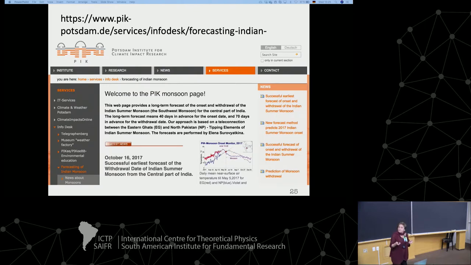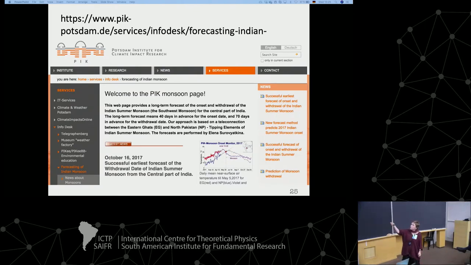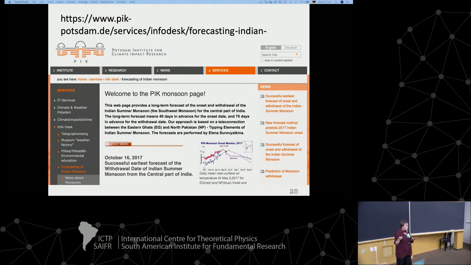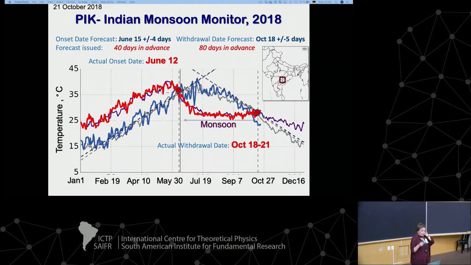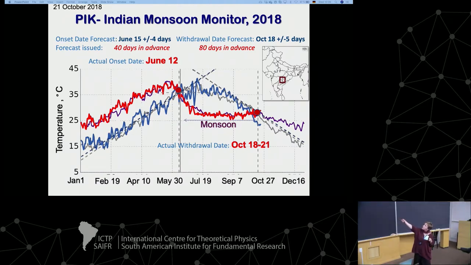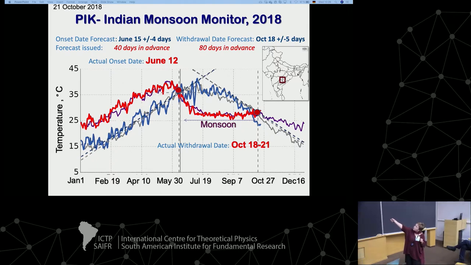So finally, this is a monsoon page on Potsdam Institute for Climate Impact Research, where I published all these forecasts from 2016. There are seven forecasts from 2016. I will show you one of them, 2018, as an example. So this is June 15, it was my forecast, 40 days in advance.